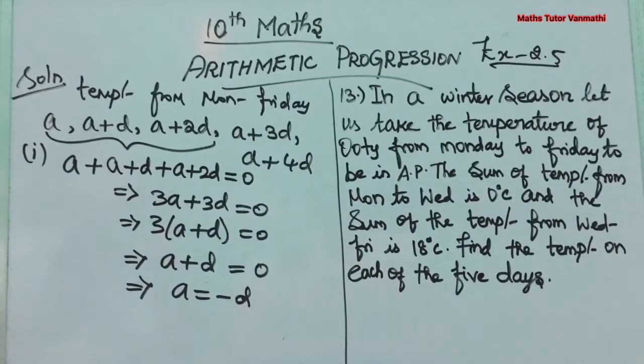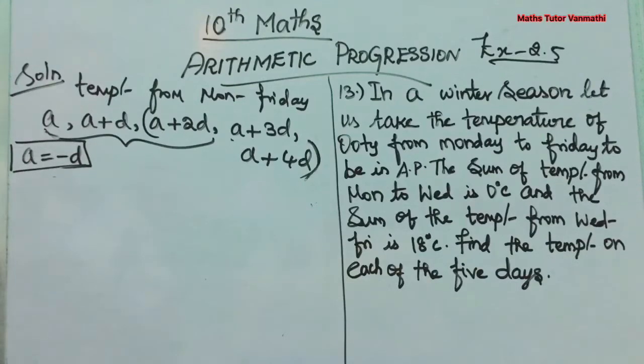Next, we are going to solve the second part of the question, that is, the sum of the temperature from Wednesday to Friday, that is Wednesday, Thursday, Friday. That is given as 18 degrees Celsius. From that, we are going to substitute the A value, A is equal to minus D, in that second part, and we are going to find the A value and D value. Using that, we are going to find each of the 5 days' temperature.